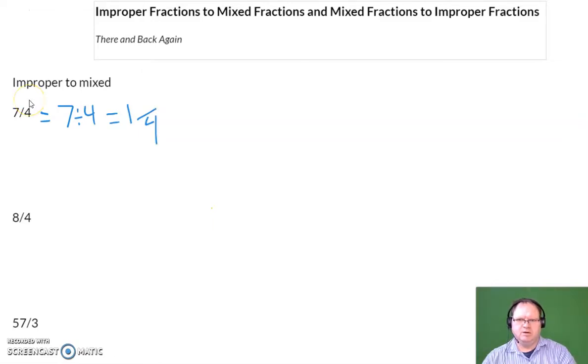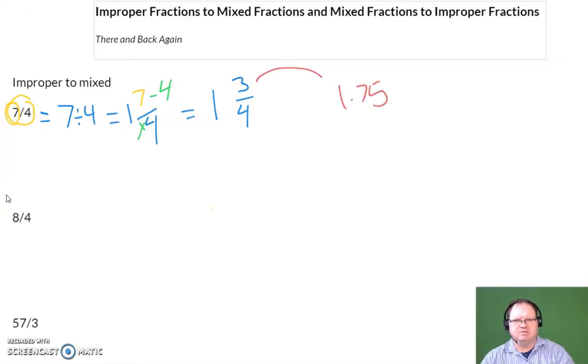Now this is the weird part. If we look at the original fraction, the top part was 7. So the top part is still there. Nothing just magically disappears. So 1 times 4 ends up being 4, so that's what we're going to take away. So our final answer is 1 and 7 minus 4, which is 3. The denominator doesn't change. It's 1 3/4. And just as a side note, on your calculator, you're going to get 1.75, which is the same thing as 1 3/4.